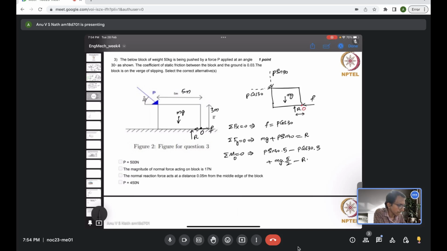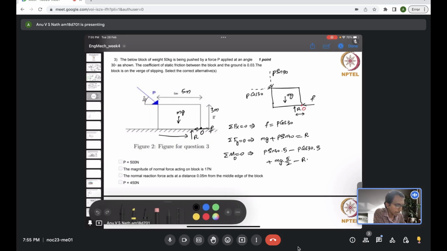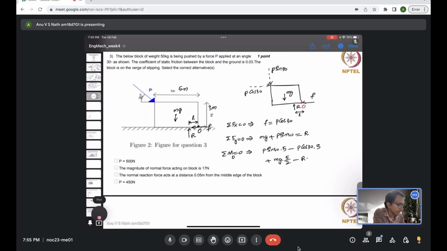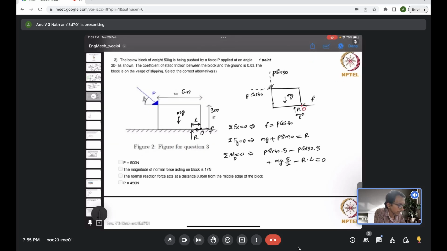So let's call that distance L. I initially marked it differently, deleted that, and now say this distance is L. So R times L is the moment; the moment arm is L, meaning R is acting L distance from the point O, from the right edge. This entire moment should add up to 0. So these are the equilibrium equations, 1, 2 and 3.